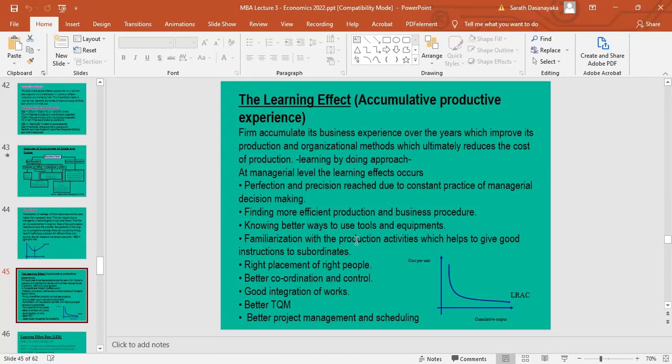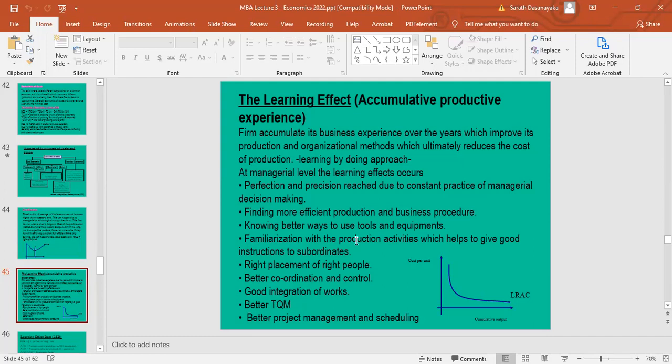Knowing better ways to use your tools and equipment over the years you are doing it, you know how to do it quickly, and it will directly affect cost reduction. Familiarization with the production activities helps to give good instructions to subordinates. If you are a supervisor, then you know how to instruct them and get the work done. Good managers never work, they only know how to get the work done, give the right instruction, the right placement of the right people. That is the HR department's and the manager's duty.